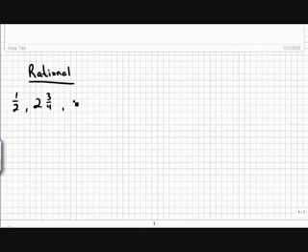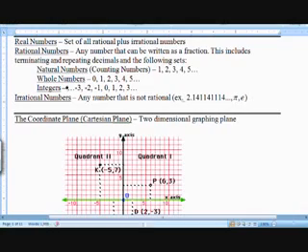It includes terminating and repeating decimals. A terminating decimal is a decimal that just stops, it doesn't continue, like 7.8, and a repeating decimal would be something that does continue, maybe like 6.3 with a bar over it, 6.3 repeating. It also includes, like it says, the three sets listed below.